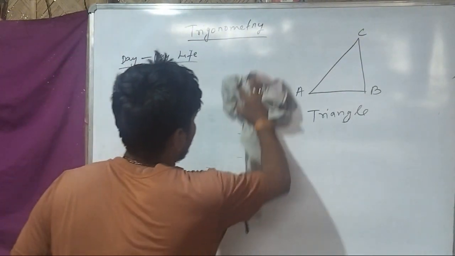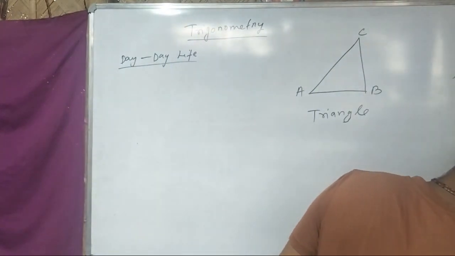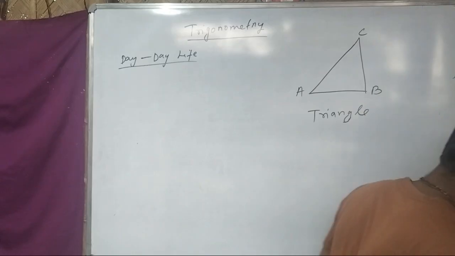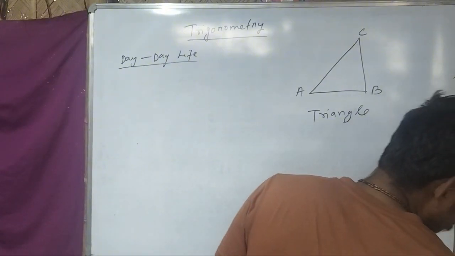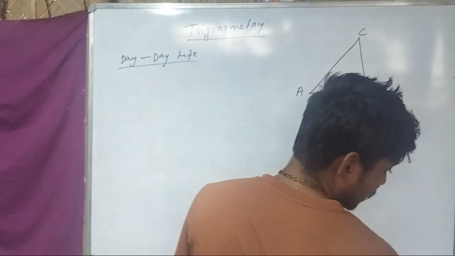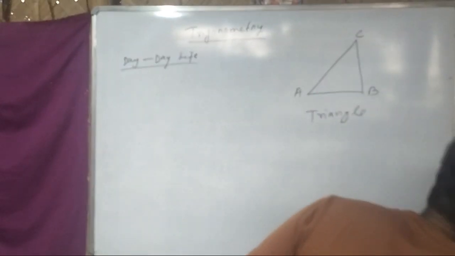Another application: there are so many applications in day-to-day life. I am taking all this from my NCERT books. So many applications are there in your day-to-day life. How to find this distance? There are many examples given. Suppose I am taking one example, another example.